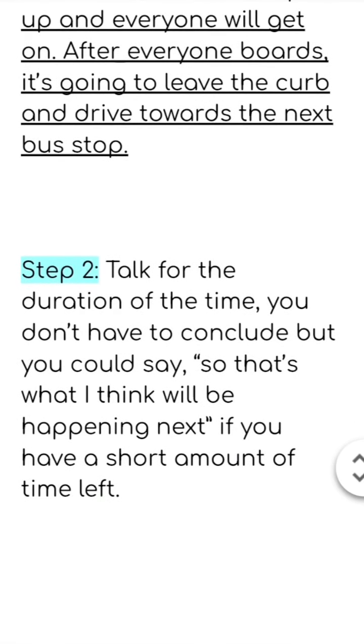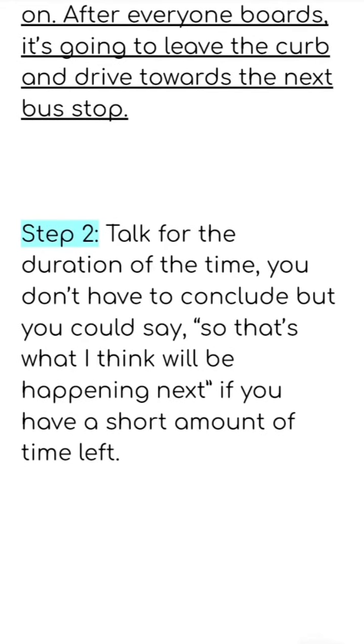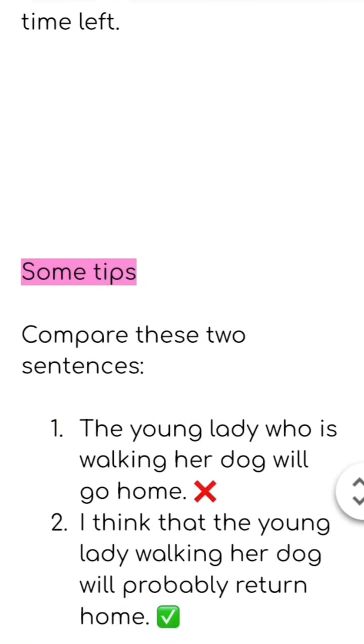So the second step here is to talk for the duration of the time. You don't have to conclude with anything in particular, but you could say something like, so that's what I think will be happening next, if you have a short amount of time left and you don't really want to start another thing that you think is going to happen. And don't end early. It's always better to talk till after your time ends and get cut off than to end early. Here are some tips.